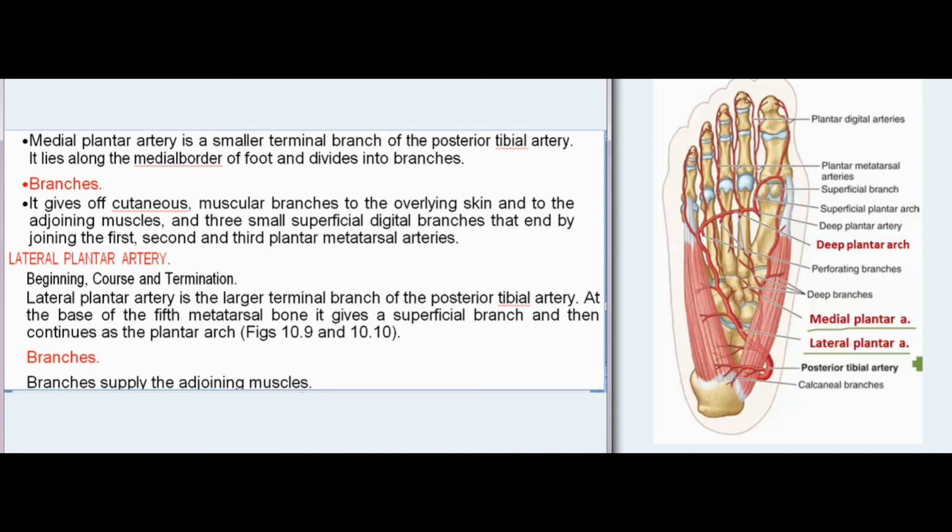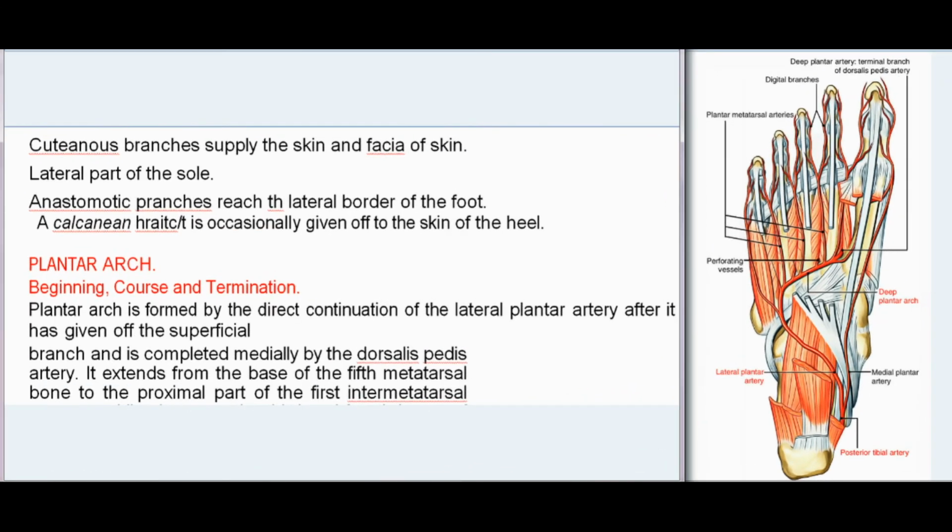Lateral plantar artery. Beginning, course and termination. Lateral plantar artery is the larger terminal branch of the posterior tibial artery. At the base of the 5th metatarsal bone it gives a superficial branch and then continues as the plantar arch, Figs 10.9 and 10.10. Branches. Muscular branches supply the adjoining muscles. Cutaneous branches supply the skin and fascia of the lateral part of the sole. Anastomotic branches reach the lateral border of the foot. A calcanean branch is occasionally given off to the skin of the heel.